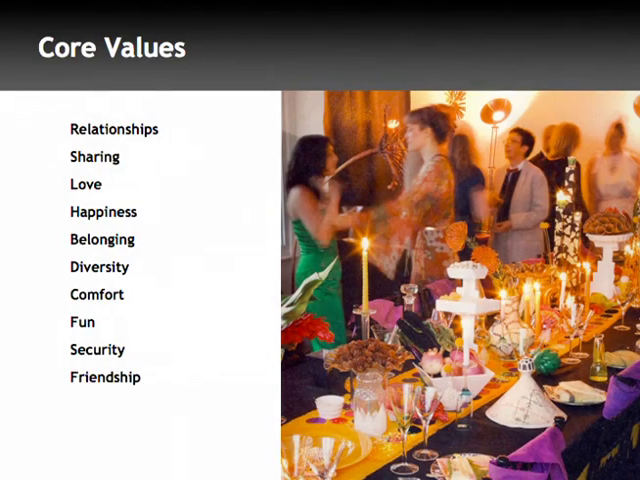So here are the core values affecting human connection. Things like relationships, sharing, love, happiness, belonging, diversity, comfort, fun, security, and friendship.